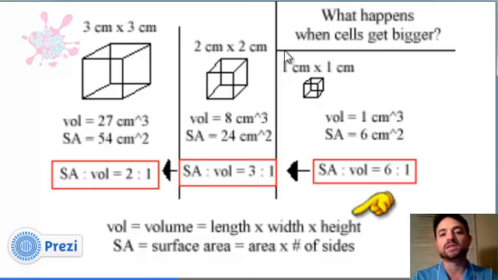So if you're dealing with a small cell, a 1 centimeter by 1 centimeter cube, your surface area to volume ratio is 6:1. Whereas if you up it to a 3 centimeter by 3 centimeter cube, all of a sudden your surface area to volume ratio is 2:1.